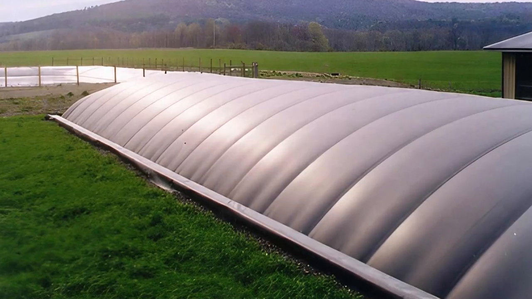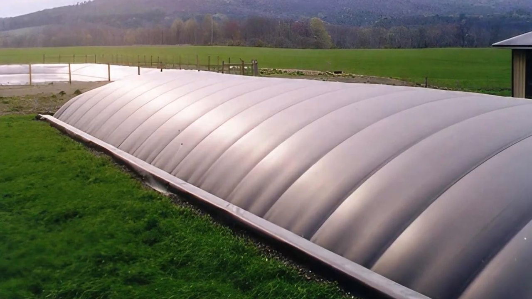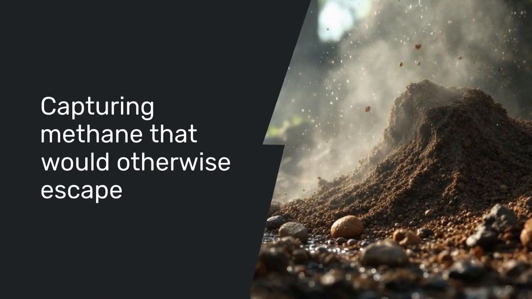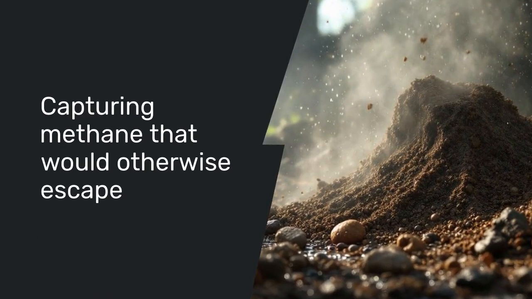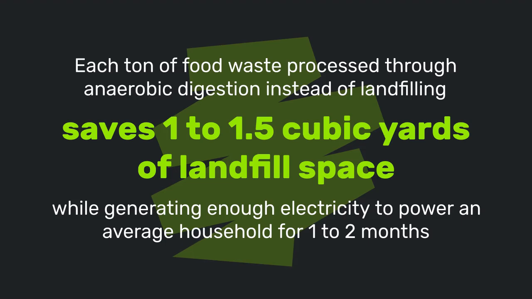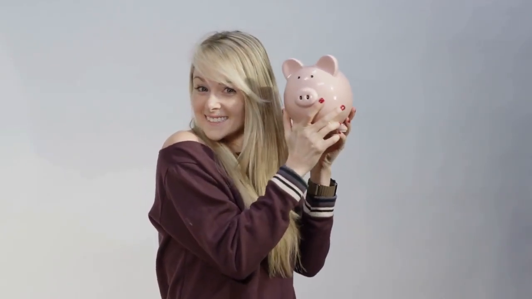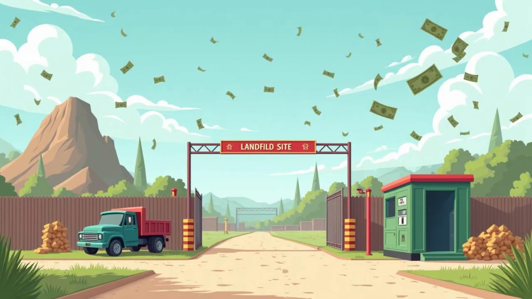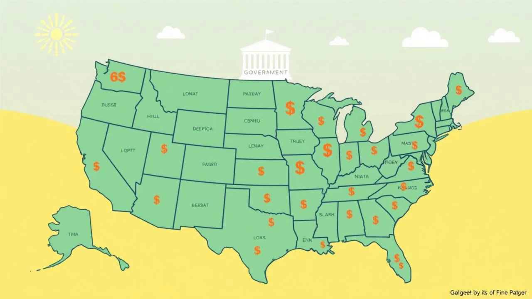Anaerobic digestion plants dramatically reduce greenhouse gas emissions by capturing methane that would otherwise escape from rotting things and landfills. According to the U.S. Environmental Protection Agency, each ton of food waste processed through anaerobic digestion, instead of landfilling, saves approximately 1 to 1.5 cubic yards of landfill space, while generating enough electricity to power an average household for 1 to 2 months. These plants also create revenue through energy sales, tipping fees, known as gate fees, and government incentives.